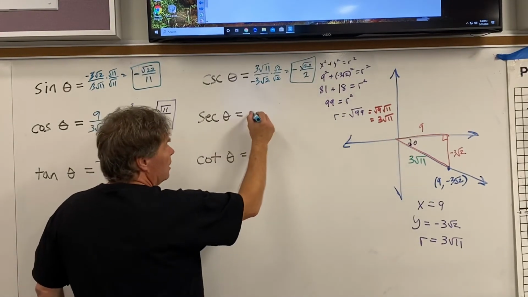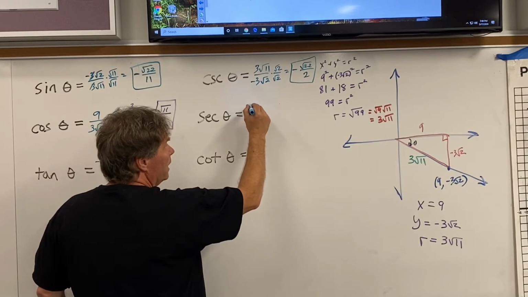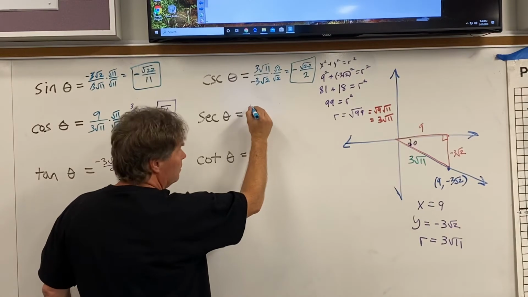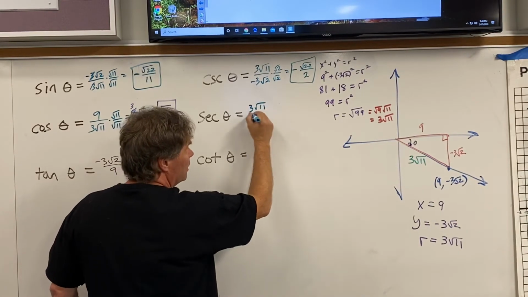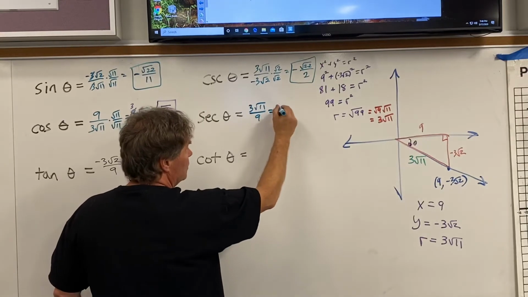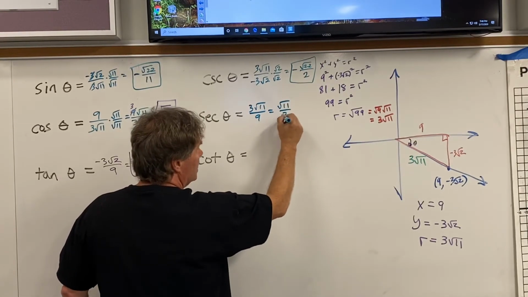Okay, these guys are going to be r over x. So let's see. R is 3 root 11 over x, which is 9. They cancel the 3's and you get square root 11 over 3.